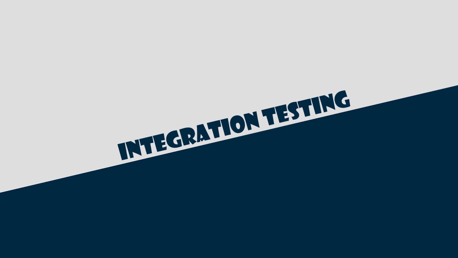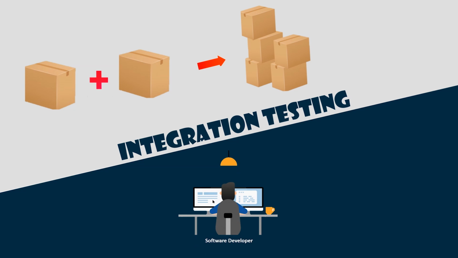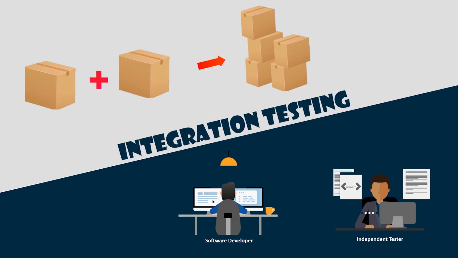Moving on, the next type is integration testing. Integration testing is a level of software testing where individual units are combined and tested as a group. The purpose of this level of testing is to expose faults in the interaction between integrated units. Test drivers and test stubs are used to assist in integration testing. So, who performs integration testing? The developers themselves or some independent testers perform this sort of testing.